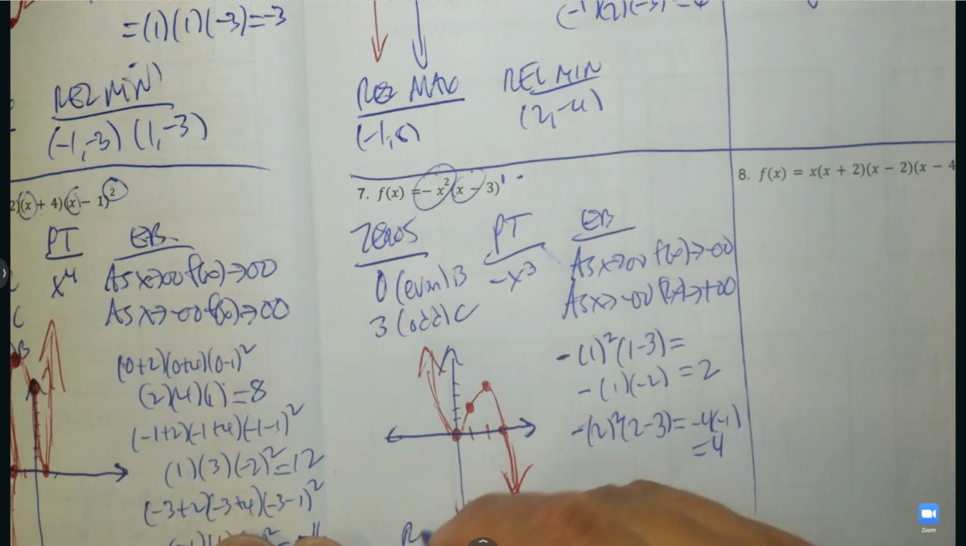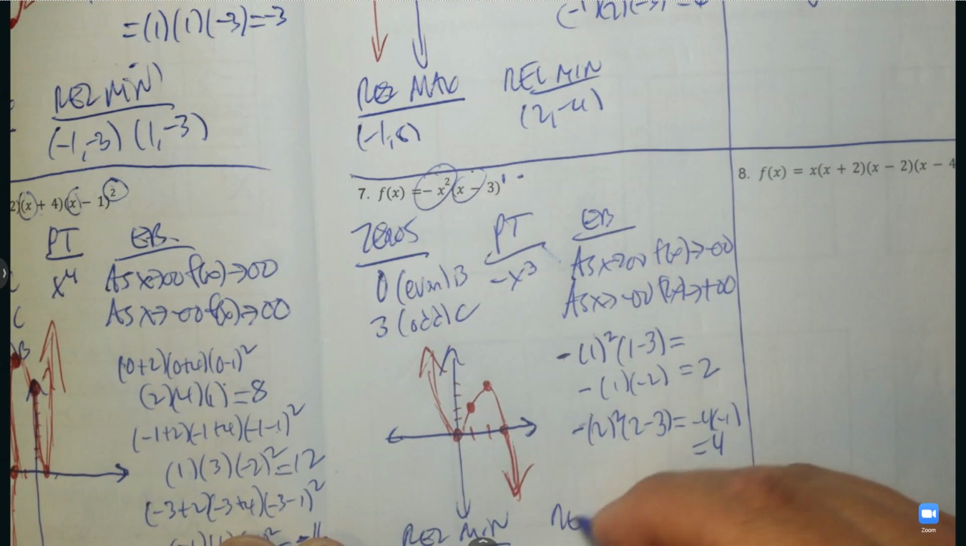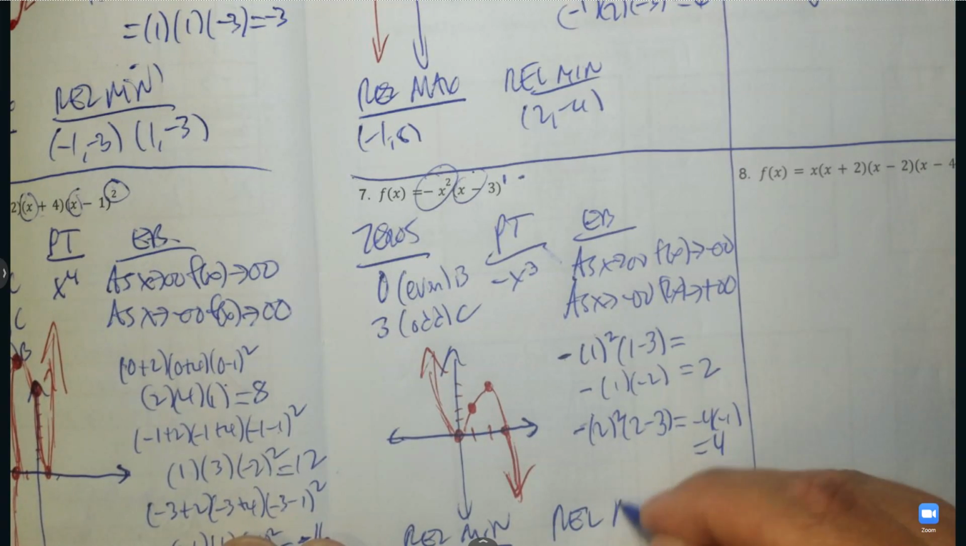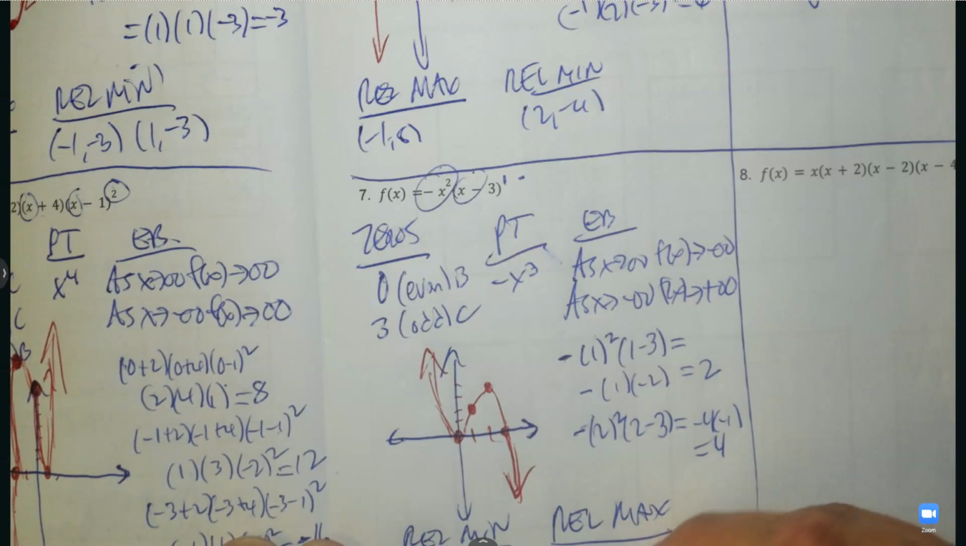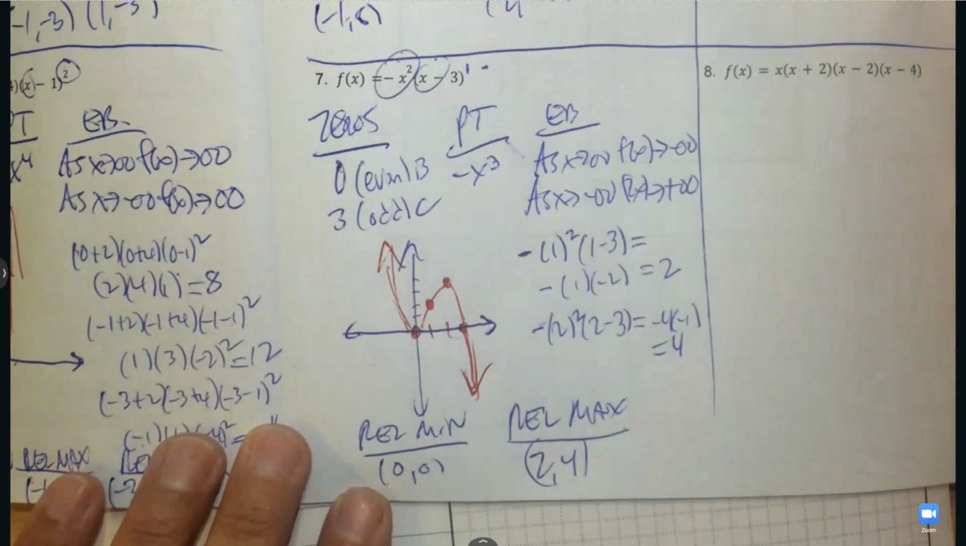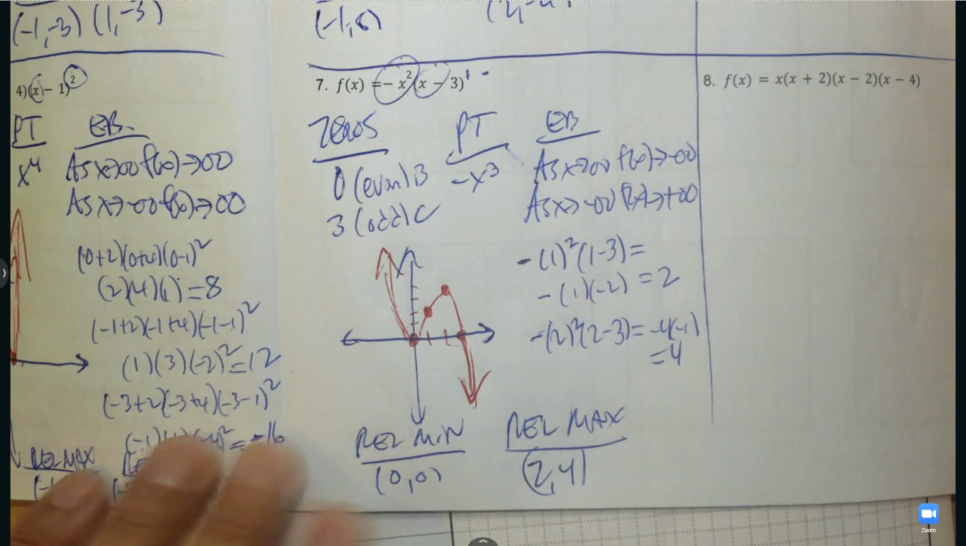Last thing we're going to write down is what's the relative minimum. It's at 0, 0. What's the relative maximum? And that's that turning point, which is at 2 and 4. All right, we got one left. Oh man, it's the longest one. Here we go.